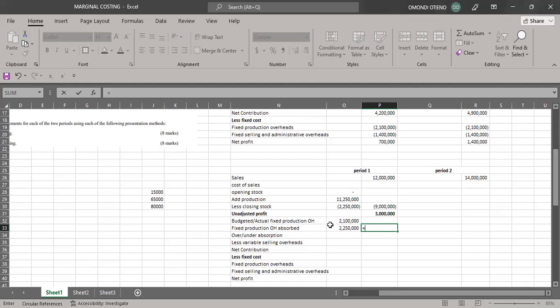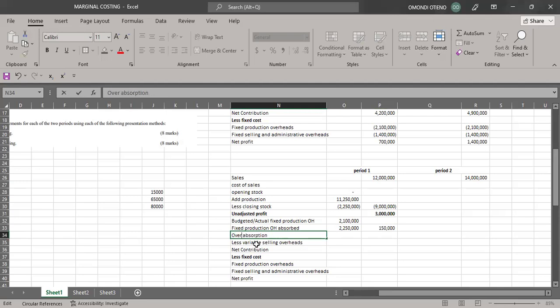When you exaggerate expense, it means you have understated your profit. So this is not the real profit. This profit has been understated due to over absorption of the overhead. So how do I rectify this? I add back the over absorption. I'll be adding back this 150,000. So we're talking about over absorption.